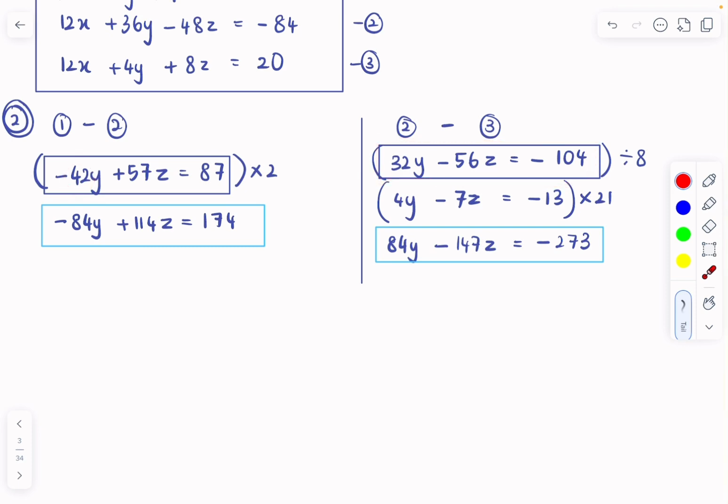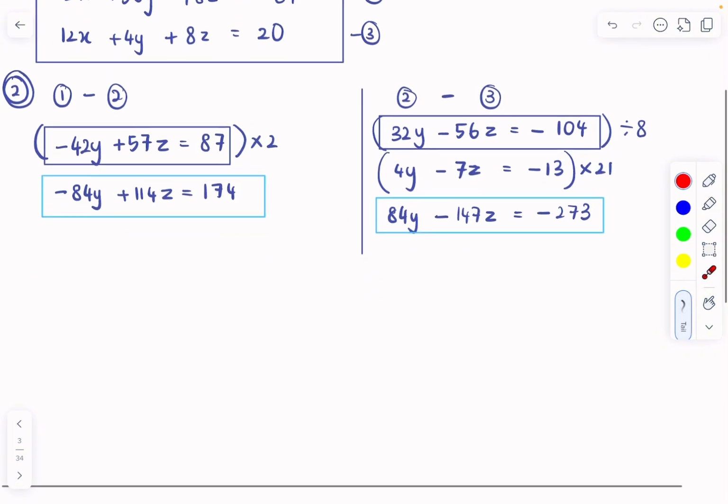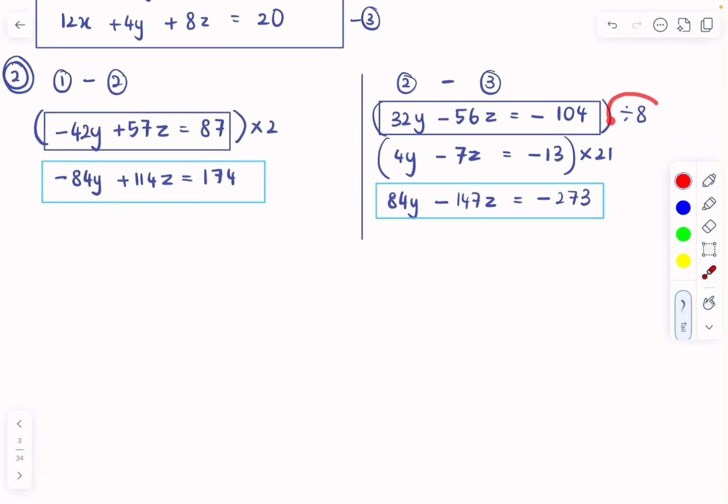Why didn't I do it like that? Because I want smaller numbers, easier to manage. If you multiply 32 with 42, it's going to give us a big number. That means if you multiply the whole equation by 42, it's going to give us big numbers. It's not wrong, you can do it, but it's just going to be big numbers. So I like to simplify it first. If the whole equation can be divided by 8, I divide by 8 first to make it simpler.